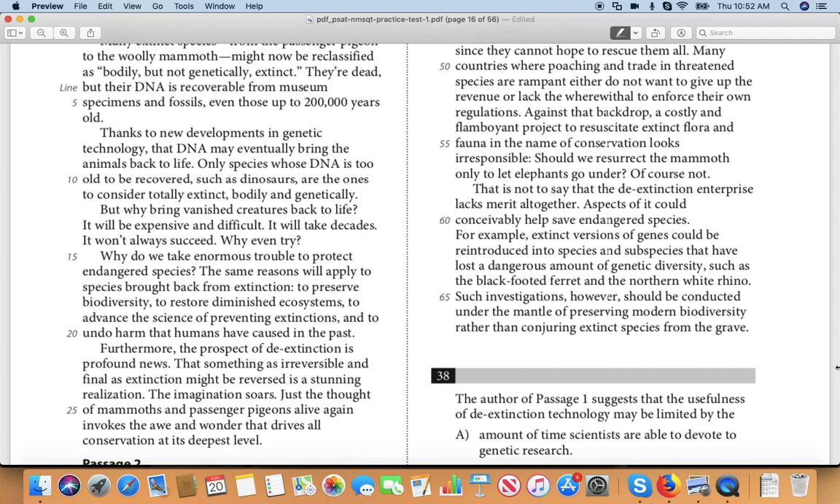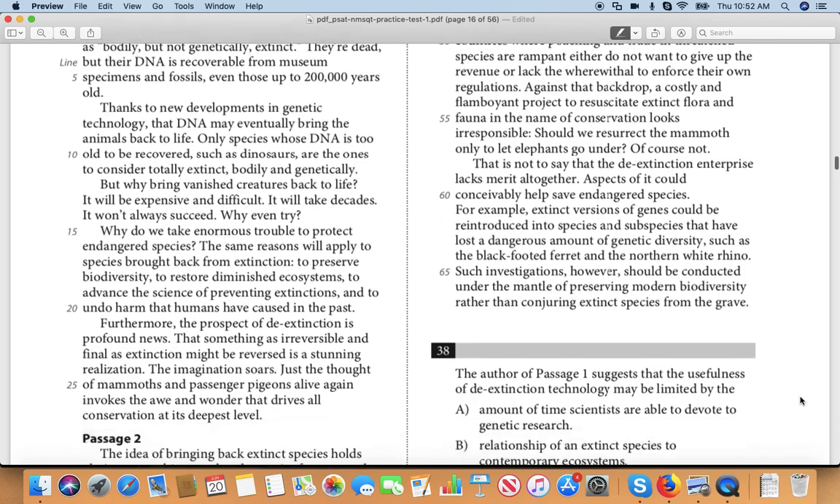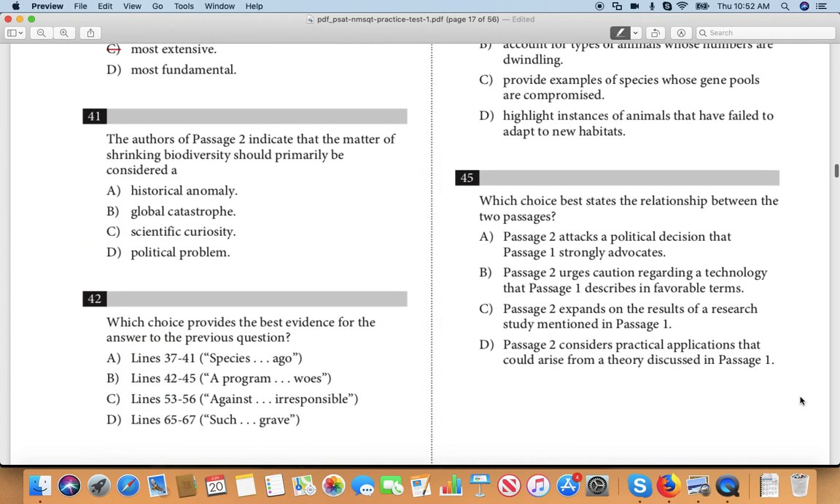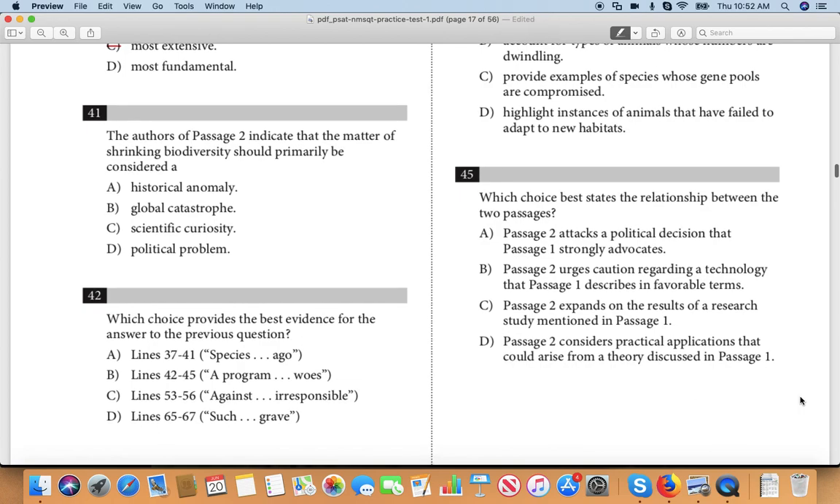What does it mean to conjure extinct species from the grave? To bring out, or to bring back. Yes, bring back from the grave. Yes, to conjure. Good. Let's answer the questions for passage 2 now. Why don't you take it from question 41?